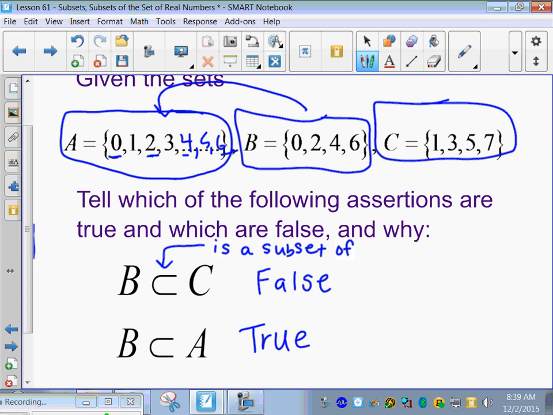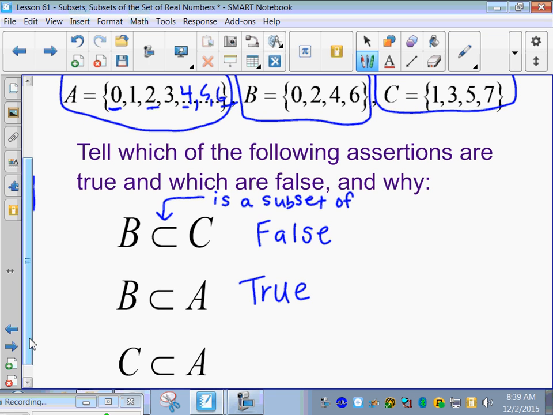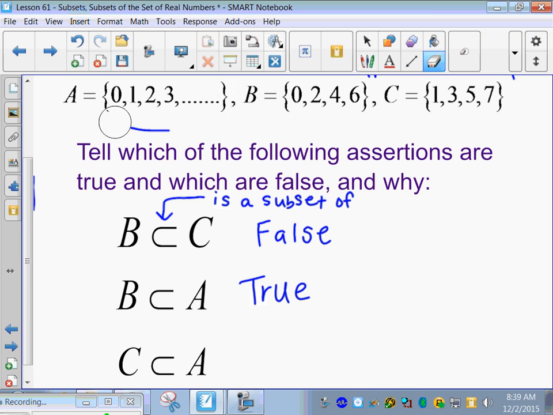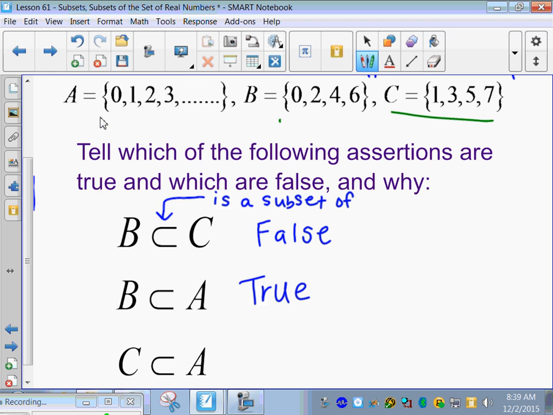Okay. All right, C is a subset of A. So set C we've got right here. Does set C fit inside of set A? Does A have all the elements of C? What do you guys think? Yes. 1, 3, 5, 7 are in set A. True.